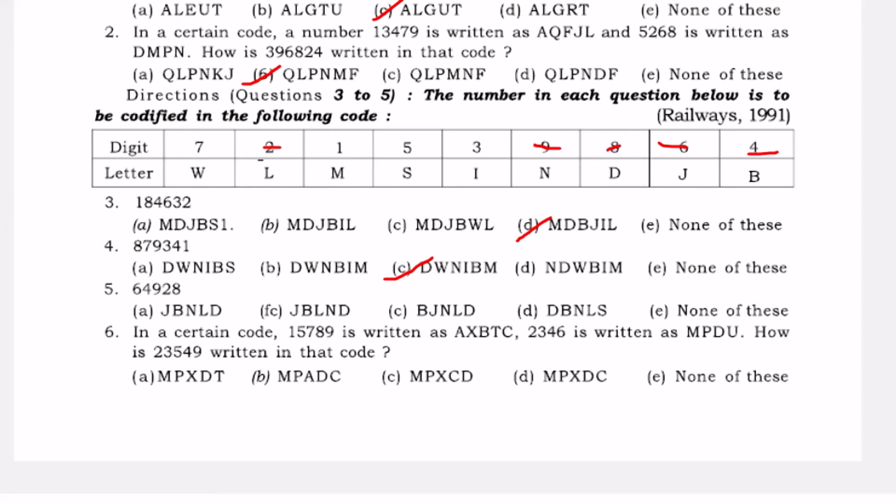64928. JBNLD. JBNLD. JBNLD. Check the answer 2 to 3 times because it might be a little confusing.